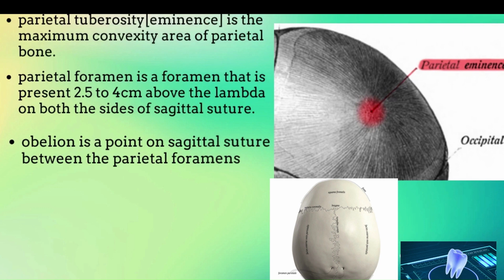Moving on to the next point, it is the parietal tuberosity. It is the point or area of maximum convexity of the parietal bone, which means the most curved point of the parietal bones. And now comes the next point, that is the parietal foramens, which are present on the sides of the sagittal suture, 2.5 to 4 centimeters above lambda. It transmits an emissary vein that connects scalp veins with the superior sagittal sinus. And obelion is a point on the sagittal suture in the middle of the 2 parietal foramens.